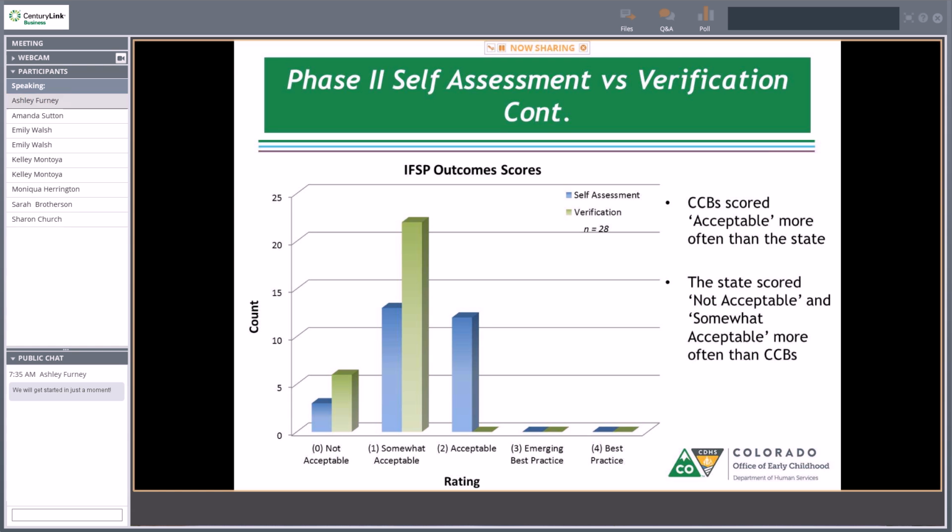Yes. And then this next one is the IFSP outcomes section. This is where we're seeing the most difference between CCB scores and the state verification. CCBs are scoring acceptable much more often, while the state is scoring somewhat acceptable much more often. Because this section is broken out into multiple subsections, there's a lot more room for errors, so it makes sense that we're seeing this. We'll go over some clarifications and some things to keep in mind when rating this section to try to help lower that difference in scores.